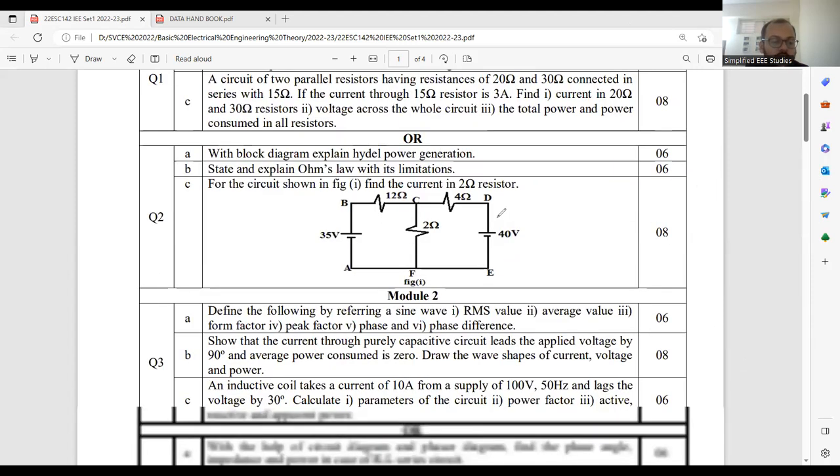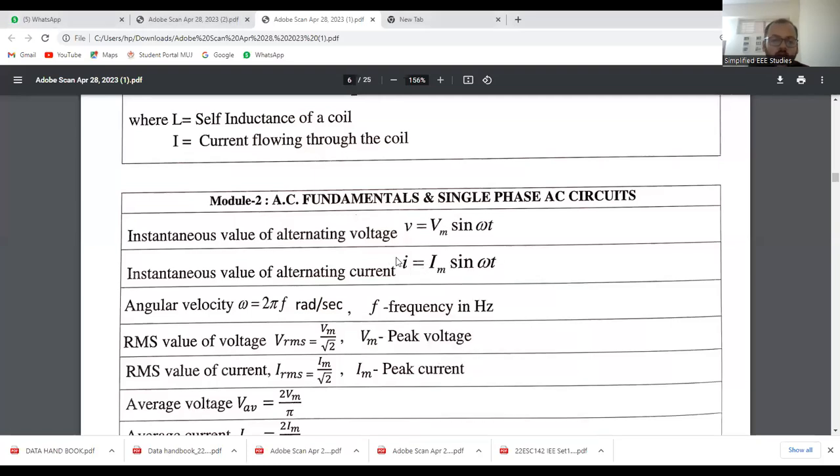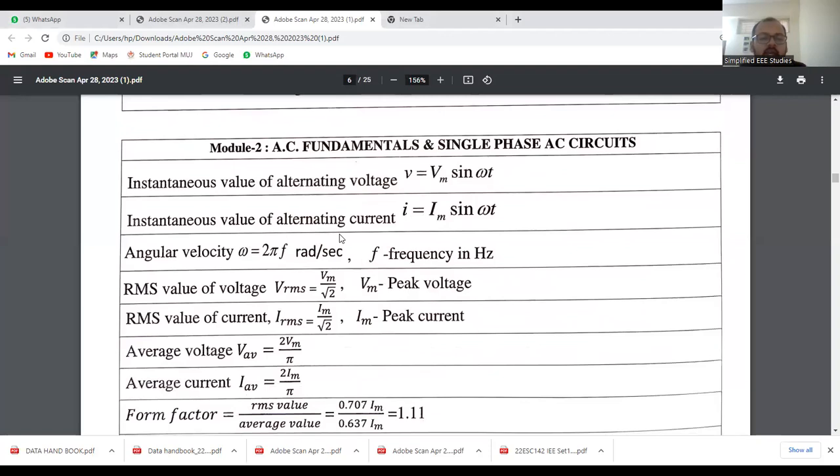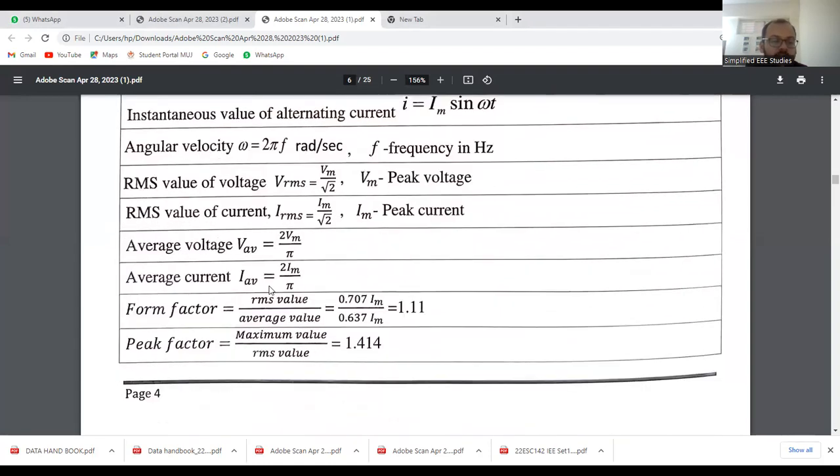Fine. Now I'll be showing you question number 3. 3A. Define the following referring to the sine wave. Very simple. Let me directly take you to the data handbook. As you can observe, all the equations are given directly with a simple definition: instantaneous voltage, alternating current, angular velocity, RMS value. The RMS formula is given, so definitely you can write the definition. Whatever they have asked, with the definition only. If you know the concept, you can easily elaborate it. It's not a big deal.